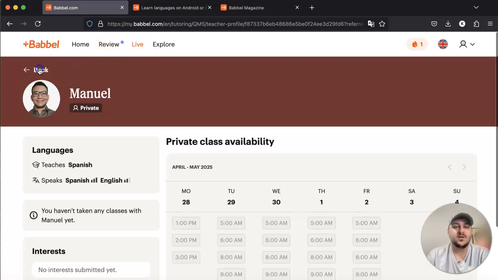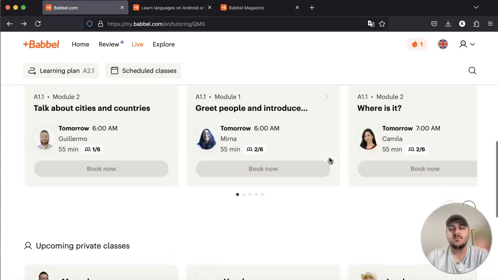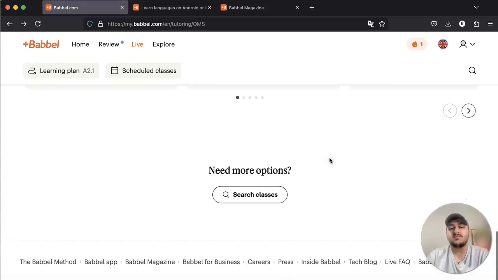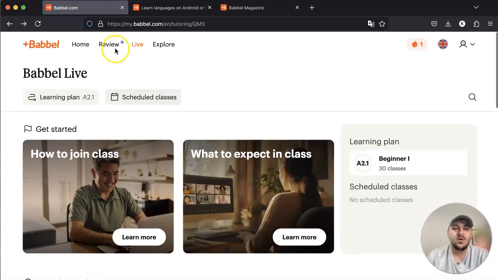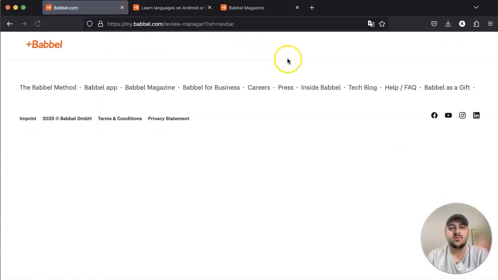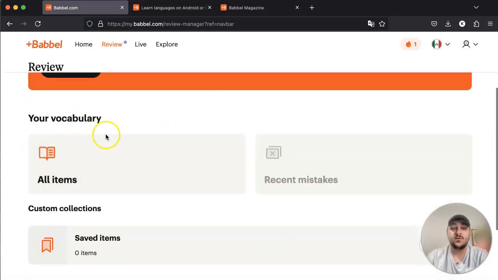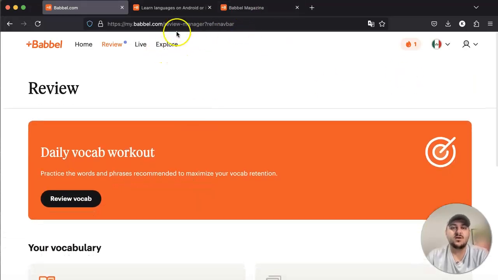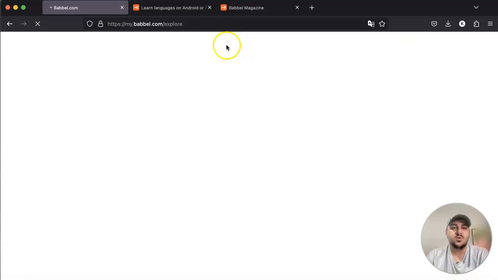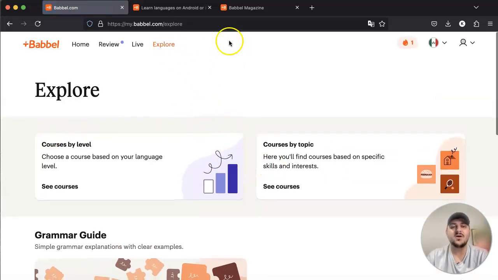So that was a cool aspect that I thought about the app that makes it more likely to be used. Of course, need more options here. So let's see, there's the review portion up here at the top. You got your daily vocab workout, shows you your vocabulary, any saved items that you have. And then last would be the Explore. Oh, sorry, we went to the Explore already. That was the courses by level and topic. So that's from the user standpoint.